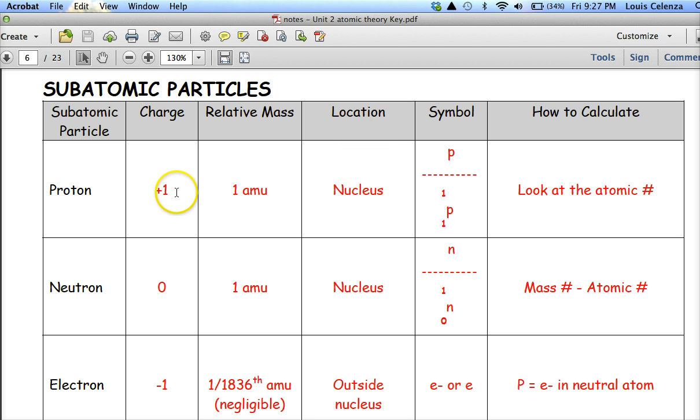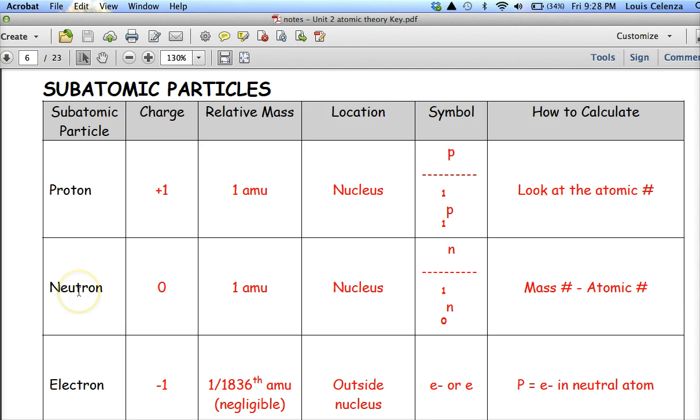Each proton has a positive 1 charge and has a mass of 1 atomic mass unit. An atomic mass unit is a unit that was made up by scientists. It's not something that you really need to worry about. So again, if a proton has a mass of 1 AMU, 10 protons has a mass of, well, 10. It's found in the nucleus. There's two ways to write the symbol, and the protons are the same as the atomic number.